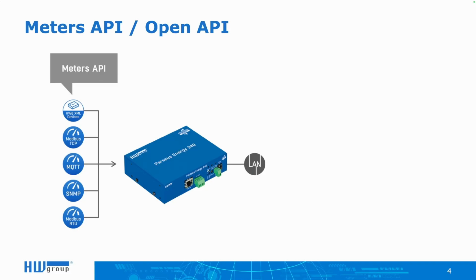First, let's talk about the difference between the MetersAPI and the OpenAPI. The MetersAPI is for input. It provides simple raw values that are fed into the Perseus device. Perseus can then perform analysis on these values. You can connect various devices as meters to Perseus, including HW Group devices or generally any device using Modbus RTU, TCP, SNMP or MQTT protocol.